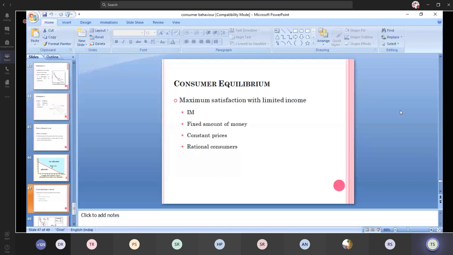The first one, IM, refers to the indifference map. The indifference map contains more than one indifference curve. So we have a number of indifference curves in this indifference map, and a fixed amount of money. The consumer has limited money income, and the prices are constant. The commodity prices are already given, and consumers are rational. Consumers always try to maximize their satisfaction because they have limited money and two commodities, so he always tries to attain the maximum satisfaction.